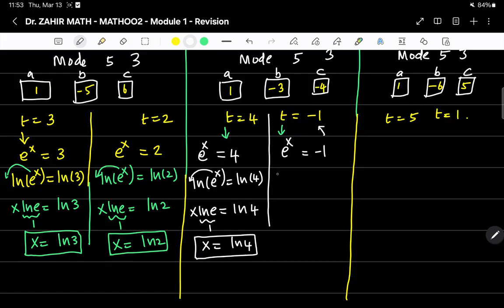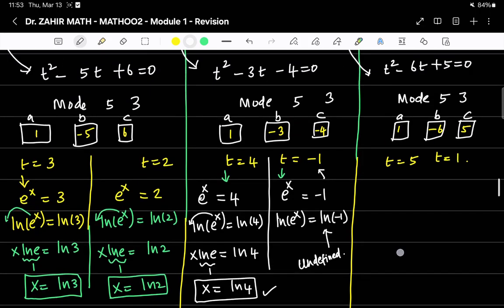When you look at here, take ln, no problem. Let me tell you, ln e power x is ln of minus 1. Ln of any negative number is undefined. Keep in your mind, so no need to do the solution. So this has only one answer, x equals what? Ln 4. So this you can neglect. Neglect means you don't need to consider.